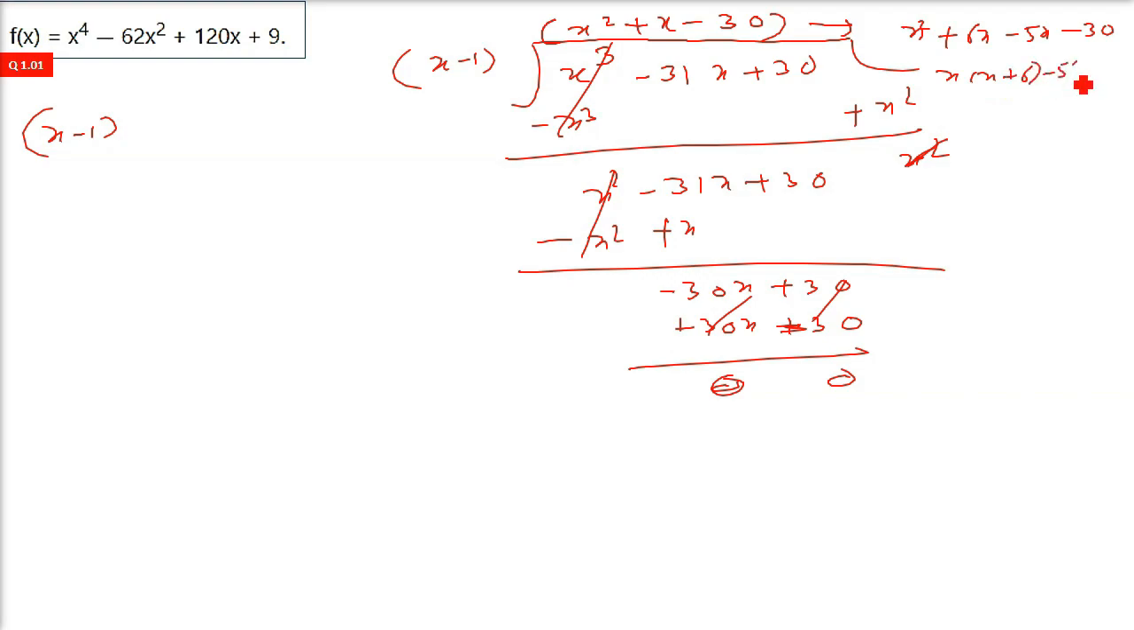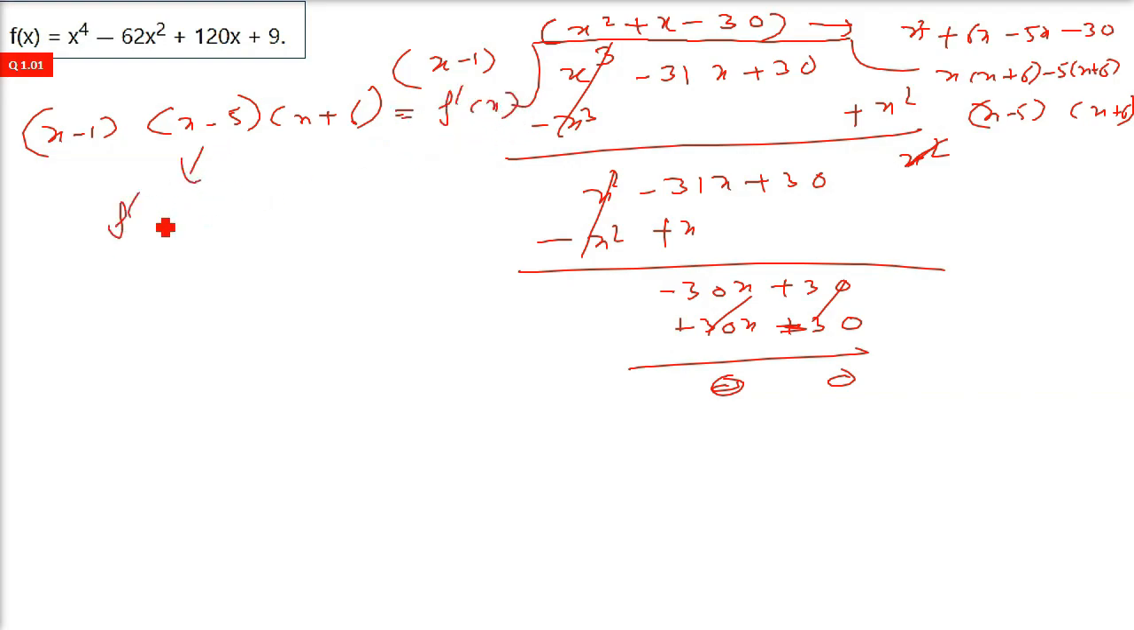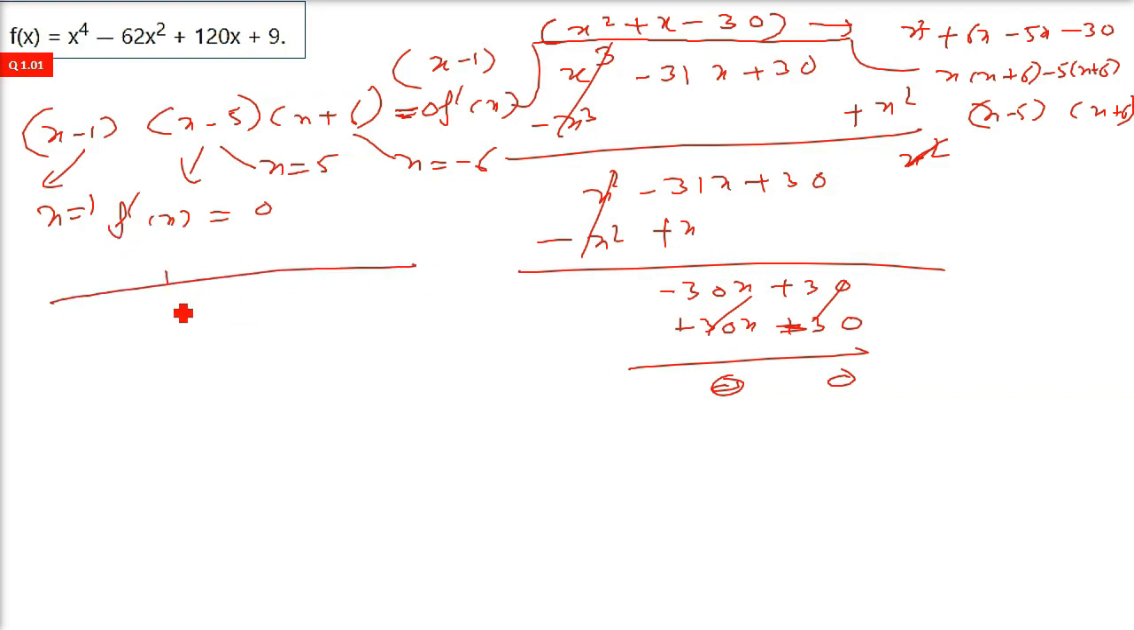We can write it as 6x minus 5x. So now we can take these two factors, x minus 5 into x plus 6. Eventually this is all known to you, but for the sake of completion, these are the three factors. And I told you that we have to put it as 0. When you put these factors as 0, f dash x equals to 0, that means you have to put all factors to 0. So x minus 1 equals to 0 is x equals to 1. x minus 5 equals to 0 is x equals to 5. And x plus 6 equals to 0 is x equals to minus 6.